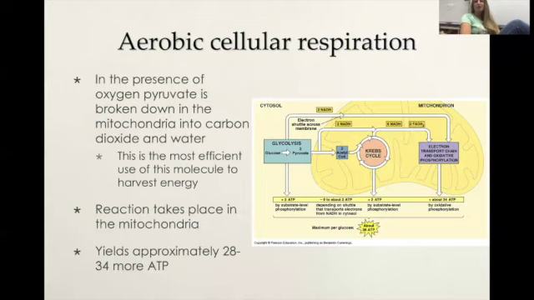Aerobic cellular respiration, on the other hand, is done in the presence of oxygen. We take the pyruvate and we put it into the mitochondria, and then we break down those bonds, and in doing so, we yield 28 to 34 more ATP.